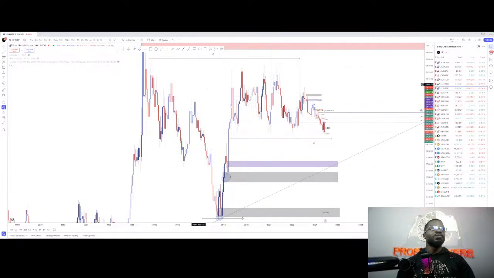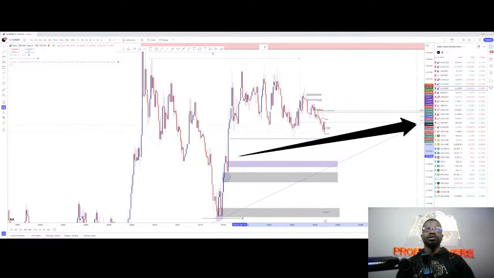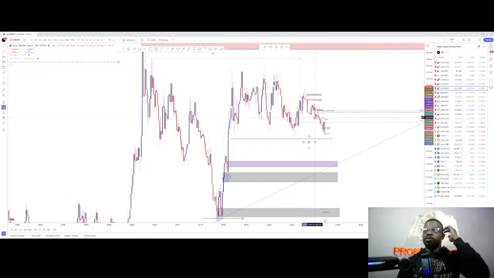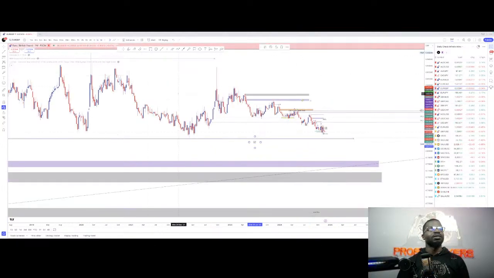Okay, so the next significant area that we have that's underneath all of this noise right here is this level here, which aligns with this trend line as well. So we could see a really big drop on a few different euro pairs for the next couple of weeks based on how this thing is setting up. This is wild, you guys.